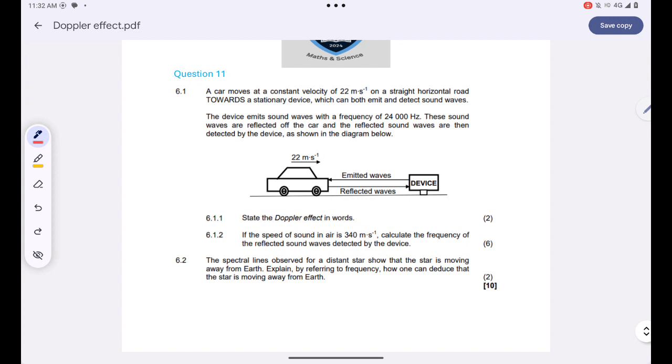This is the 11th and last video, guys, whereby I'll be tackling past exam questions on Doppler effect. Yes, there are other 10 questions before this one, and it's very important, guys, for you to know how to answer these types of questions because it will give you an edge in an exam.